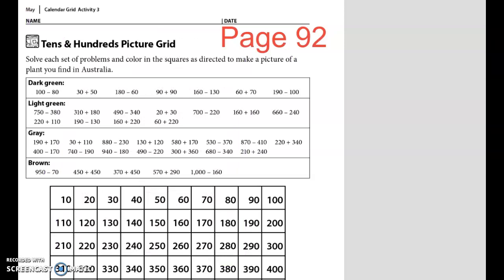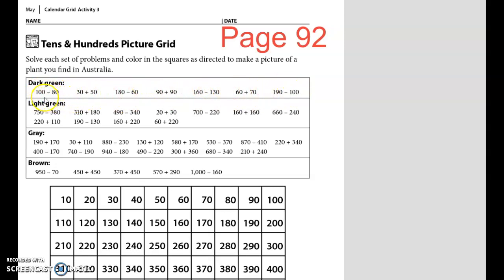This page is called 10's and 100's picture grid. The directions say, solve each set of problems and color in the squares as directed to make a picture of a plant you find in Australia. You will be creating a picture of a plant that grows very, very tall in Australia. Your 4 colors are dark green, light green, gray, and brown. And for every equation you solve, you will fill in a box that color. So for dark green, here are all of your equations for dark green.